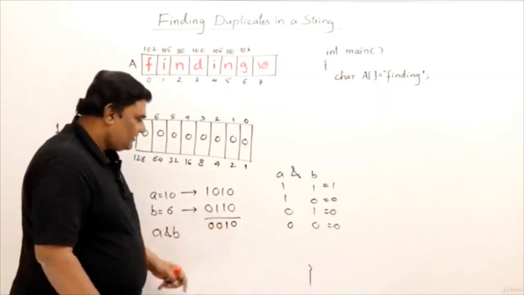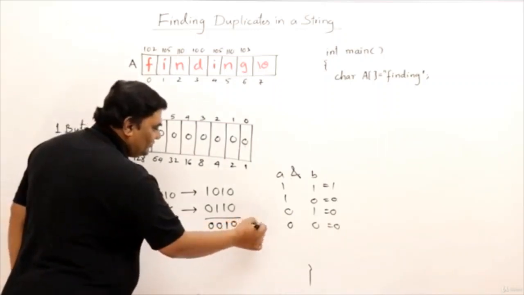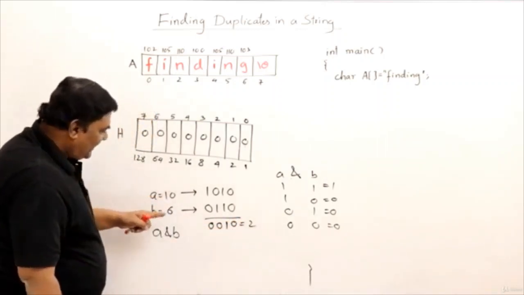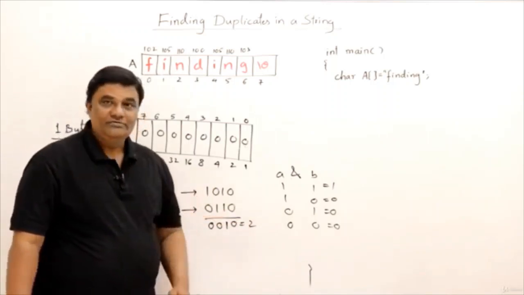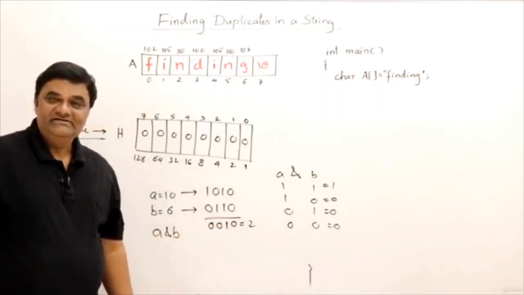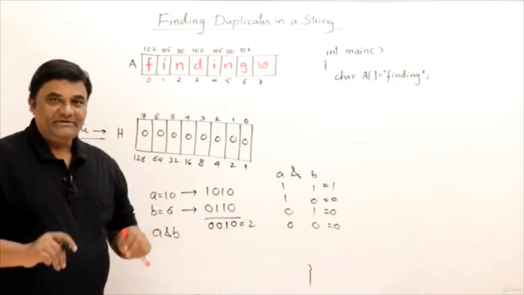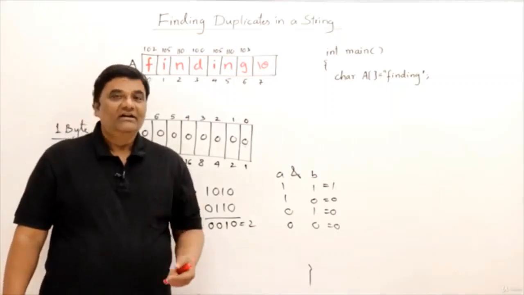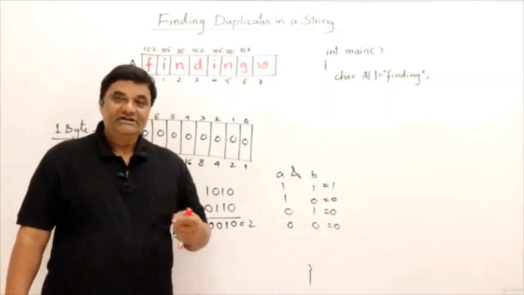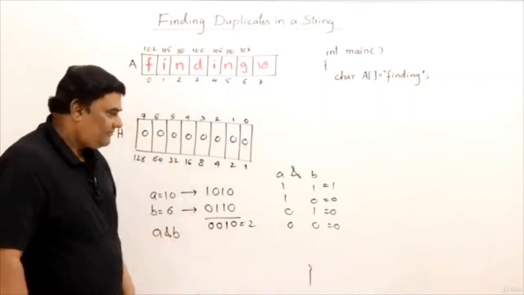So what is the result we got? This is binary form of 2. So it means 10 and 6 is 2. So this is AND operation. Next, I'll show you OR operation. Then we'll move ahead. Let us see OR operation.